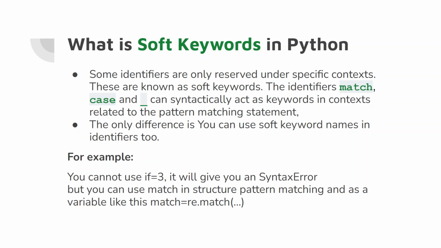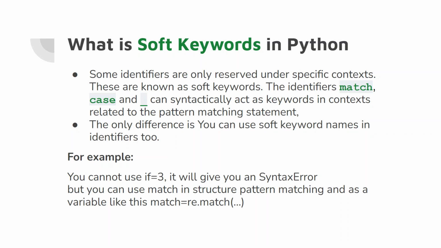First we will see the definition. Some identifiers are only reserved under specific context. These are known as soft keywords. The identifiers match, case and underscore can syntactically act as keywords in context related to pattern matching statements. We use these three keywords in pattern matching statements, so that's why we kept them separately. Python kept them separately because their purpose is a little different compared to normal keywords.